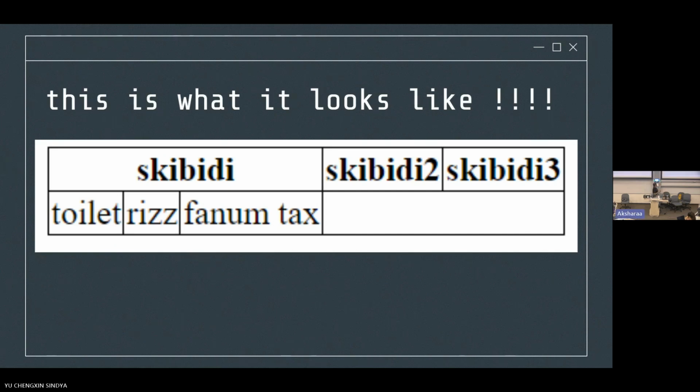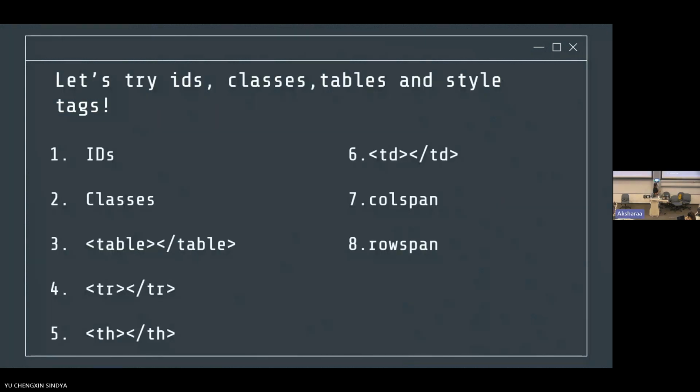Okay, great. Moving on. So let's try IDs, classes, tables, and style tags. You can just try this out on your own. I'll give you 5 minutes again. Experimenting time, guys. Happy coding again. Let's try this out. I'll be walking around again.